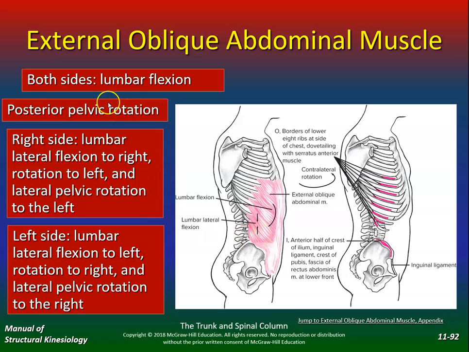External oblique, both sides: lumbar flexion, posterior pelvic rotation. Okay, so posterior pelvic rotation means your butt is tucked in, versus anterior pelvic rotation means your butt is sticking out. So the right side: lumbar lateral flexion to the right, rotation to the left, and lateral rotation to the left. So look, this is a good question.